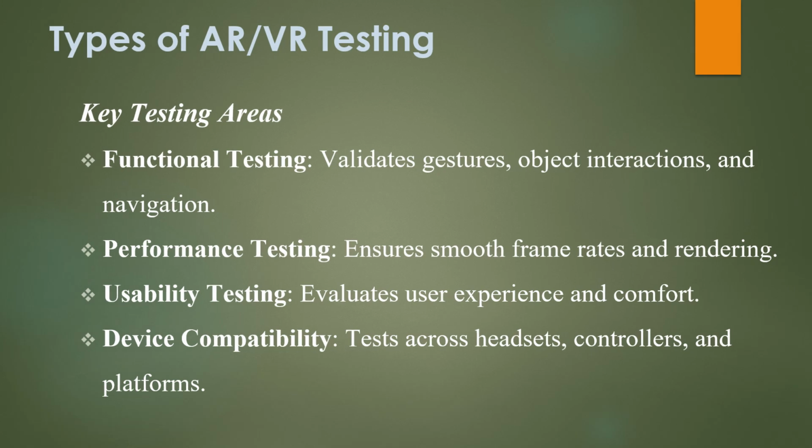AR VR testing involves multiple types of testing. Functional testing ensures that gestures, object interactions, and navigation features work as intended. Performance testing measures rendering times, frame rates, and latency to ensure smooth operation. Usability testing evaluates the overall user experience, focusing on comfort, ease of interaction, and satisfaction. Device compatibility tests applications across various devices, including headsets, controllers, and AR enabled smartphones. Each type of testing ensures that the AR VR experience meets user expectations.